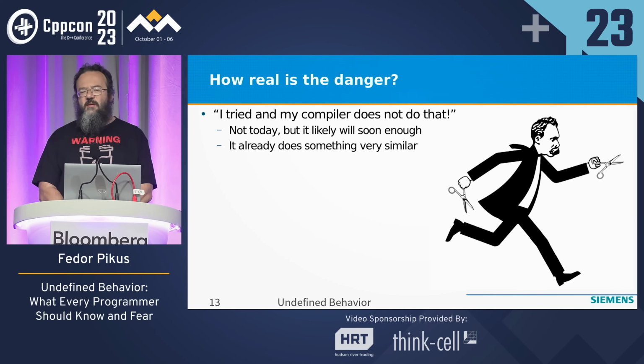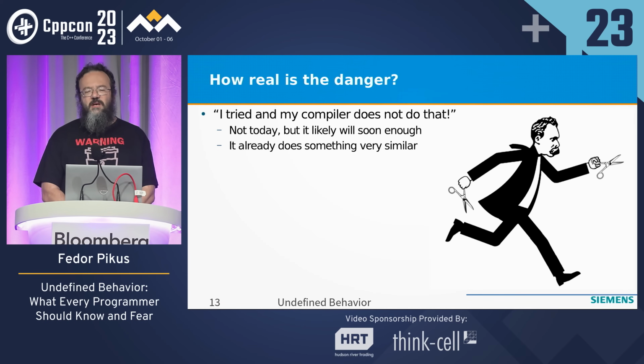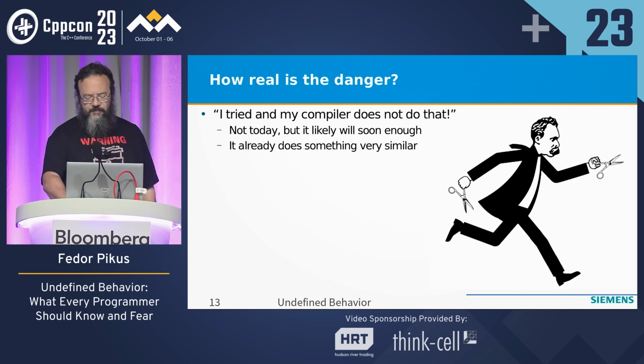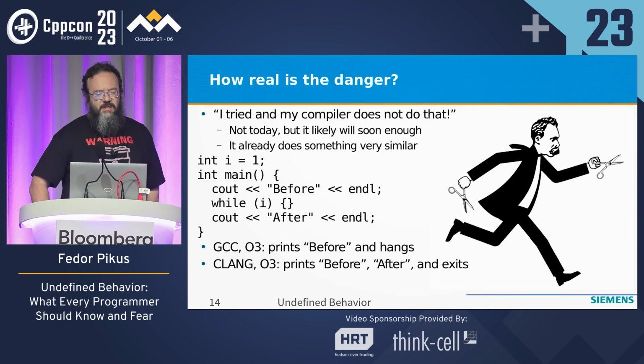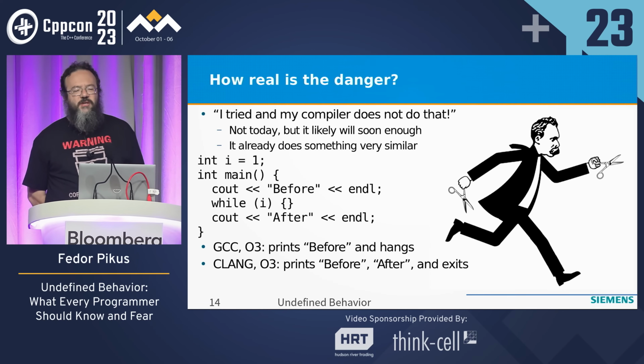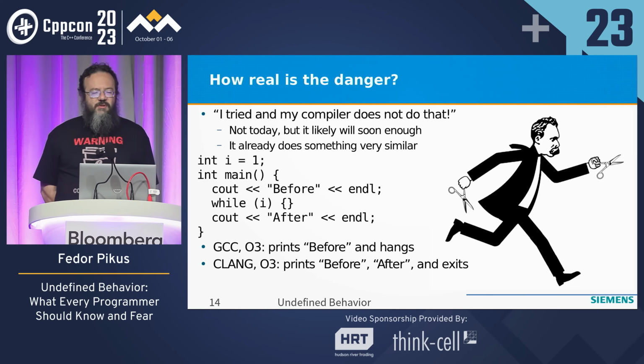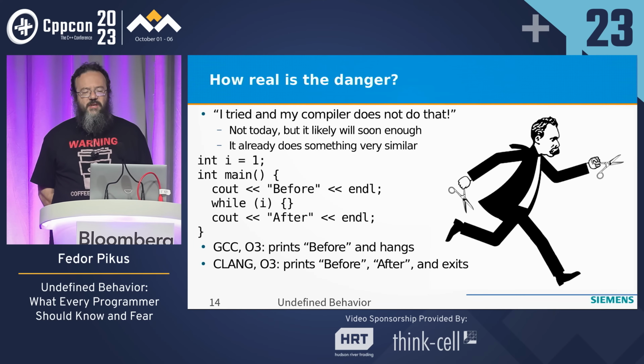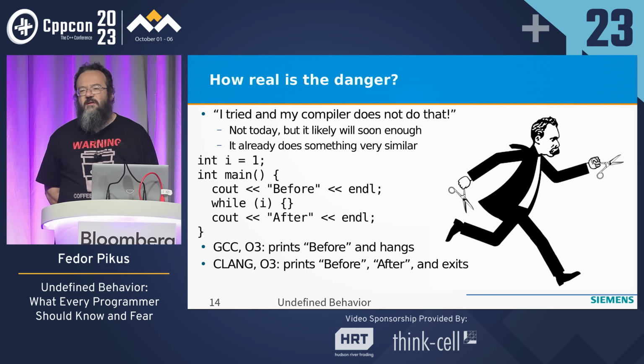You may have other examples of undefined behavior, and you will have people saying, well, I tried it. My compiler does something specific, and I'm okay with what it does. For now. So here is an example of something that actually did change. Here is a program, very simple. We print before, we go into an infinite loop, and we print after. Well, we should never print after, right? It's an infinite loop.